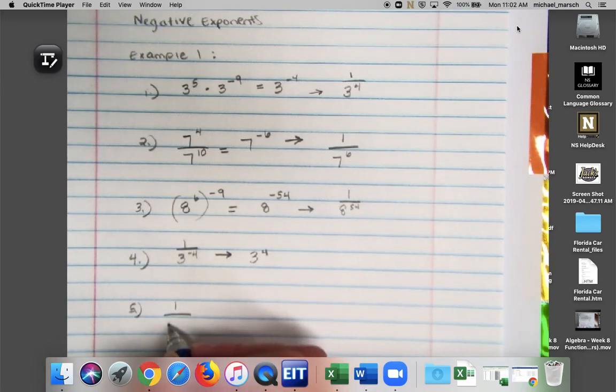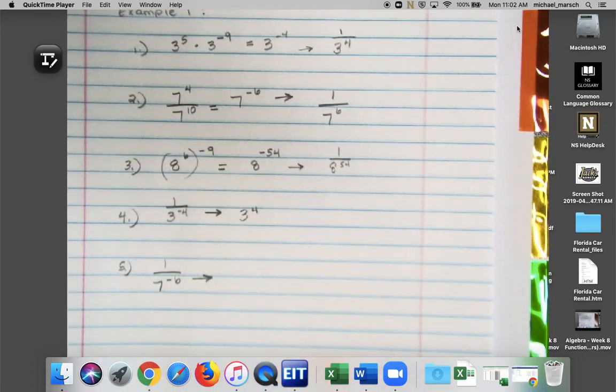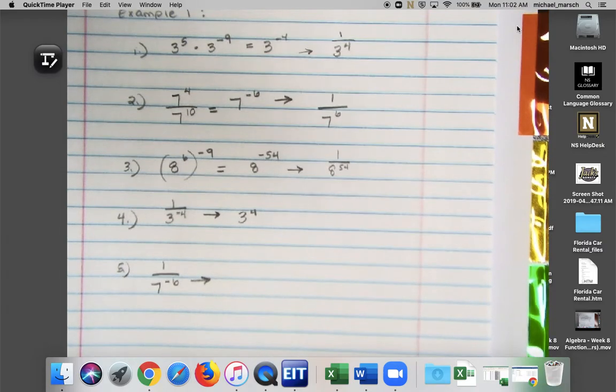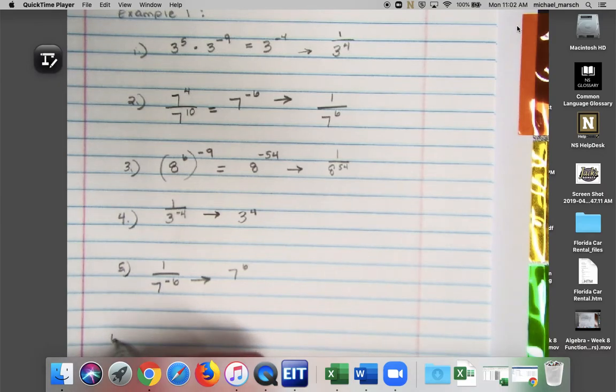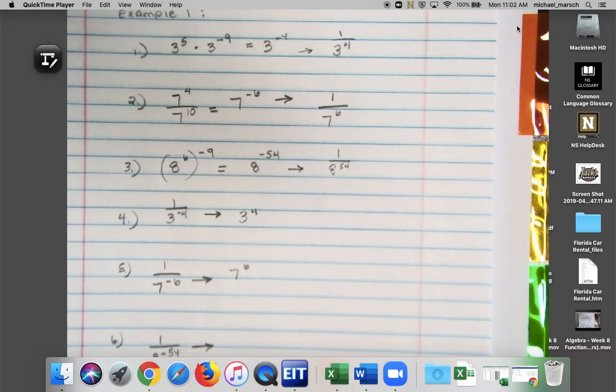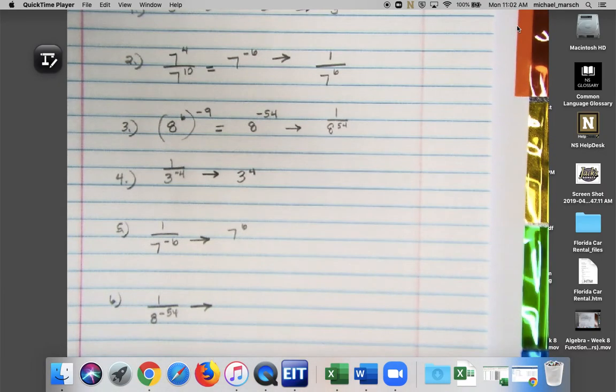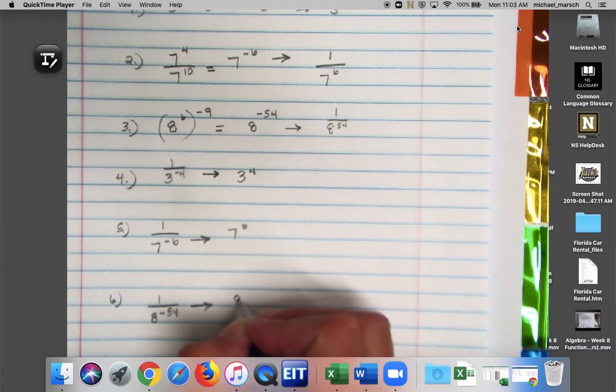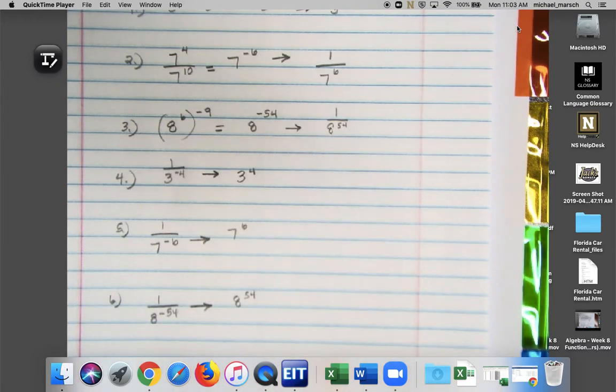1 over 7 to the negative 6th. What will that equal? I have to fix it. I can't have that there. What do I have to do? Alana? 7 to the 6th power. 1 over 8 to the negative 54. I have to fix it. How do I fix it? What's it going to be? Tyson? 8 to the 54th power. Okay. How are we feeling? Good.